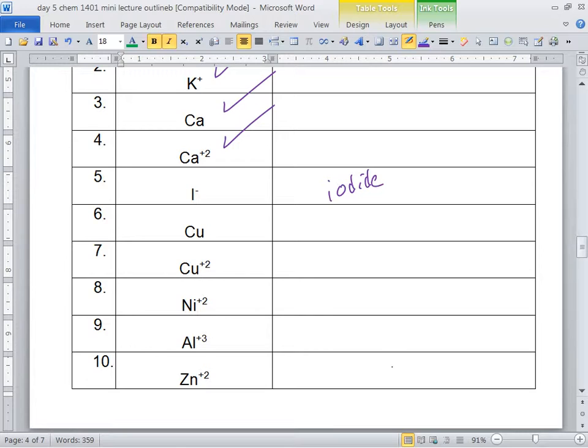Now it's not in group 1 or 2, so now you have to give the charge in parentheses. And it has to be Roman numerals. Make sure that when you're doing the Roman numerals, you do it in proper notation. So otherwise, that's 11. So Roman numerals, copper 2.